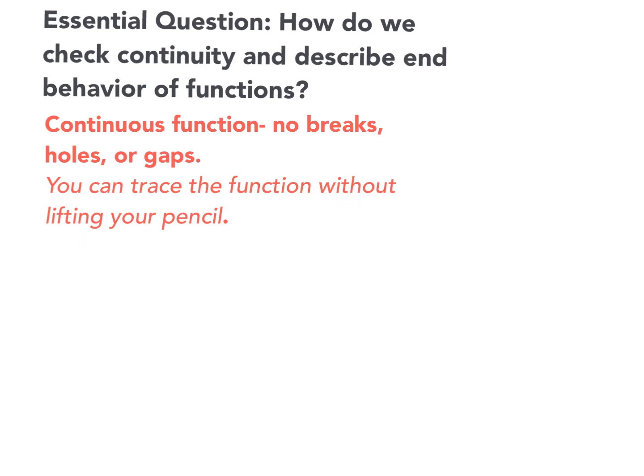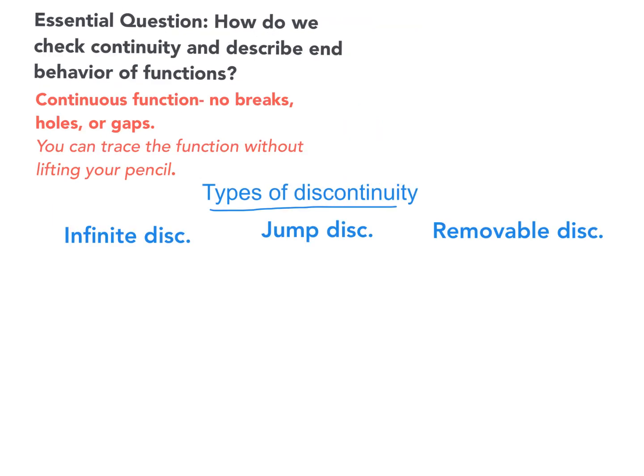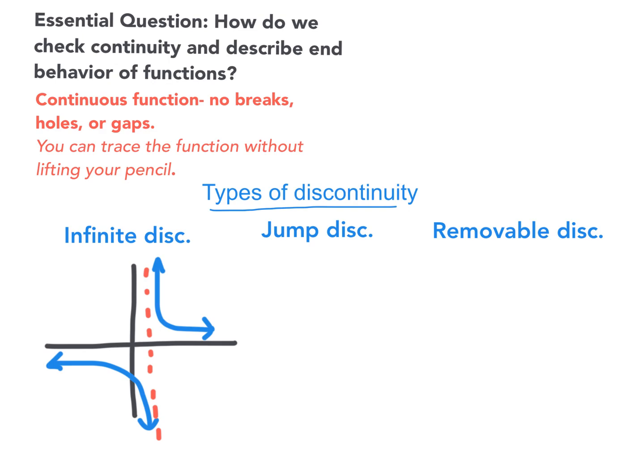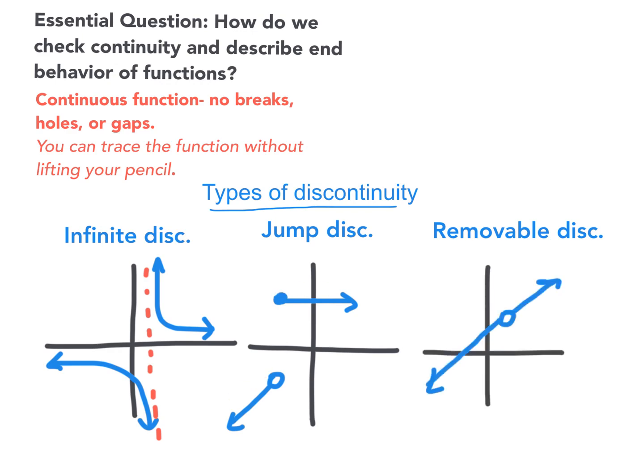But what if you can't trace the function without lifting your pencil? Well, then you'll run into one of these three types of discontinuity: infinite discontinuity, jump, or removable discontinuity. Infinite discontinuity is whenever you have some asymptote that is interrupting your function, right? And these tails just go off to negative and positive infinity. Jump discontinuity typically happens with piecewise functions where they're approaching the same x value, but from the left and right they don't hit the same y value. And finally, removable discontinuity is just whenever you have a hole in your function.